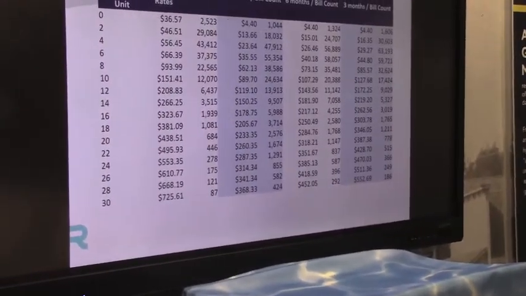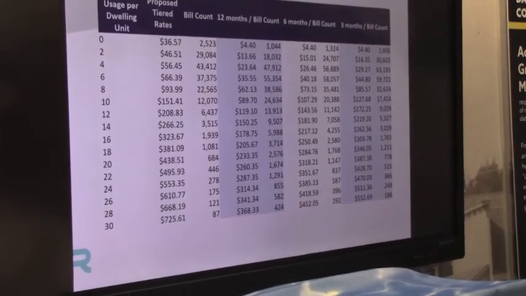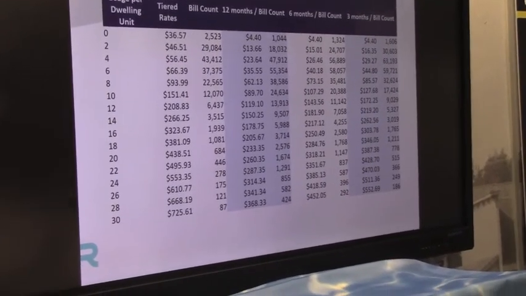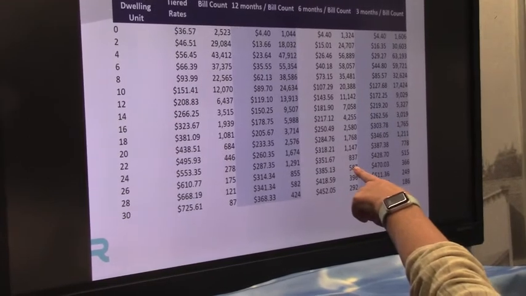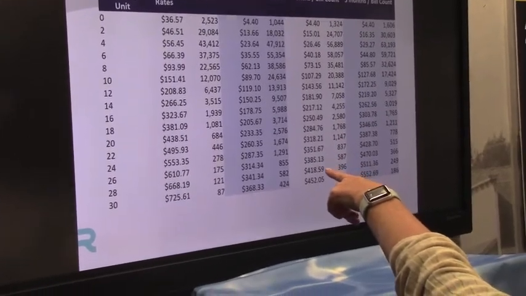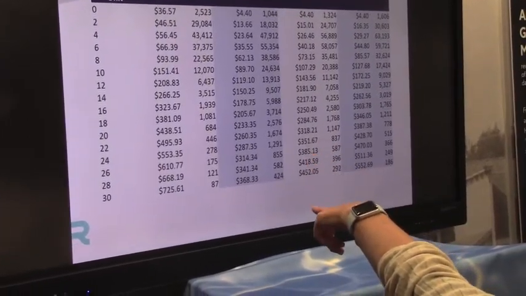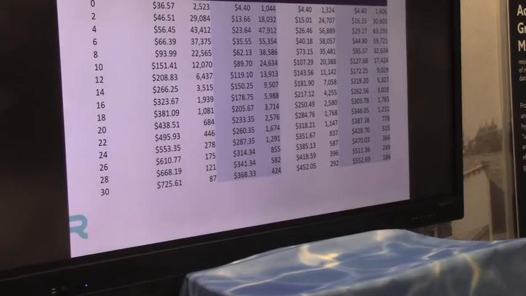Now, the tier rates, does that or does that not include the meter? Yes, it does. It includes the fixed service charge. It's the whole bill: the fixed fee, the service charge and the tiered rate. It's the whole cost of the bill, yeah.